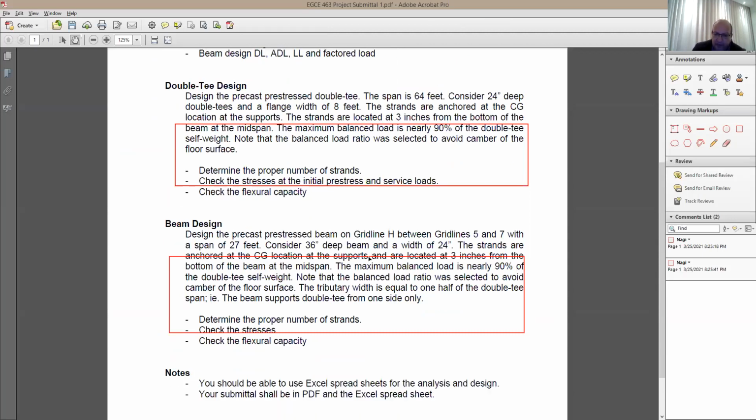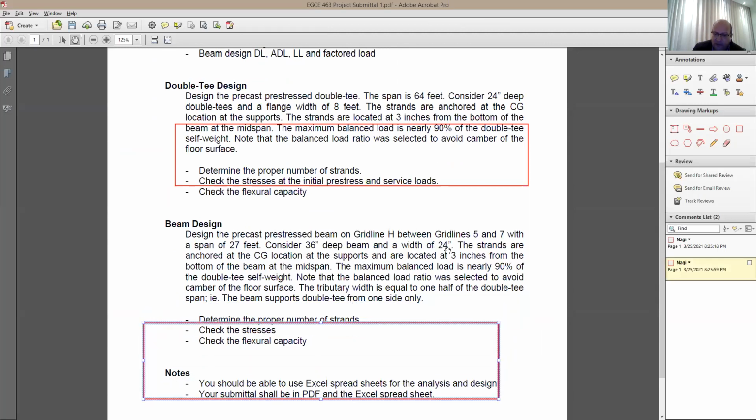Now, information about the girder that you're going to be doing. It says here the width of the beam is going to be 24 inches and the depth is going to be 36 inches. So it's going to be a rectangular section, so you don't really need to look for a section for it in the PCI manual. I'm telling you here, take the width of 24 inches and the depth of 36 inches. Now, where is the CG going to be? The CG is going to be about 12 inches from the bottom.